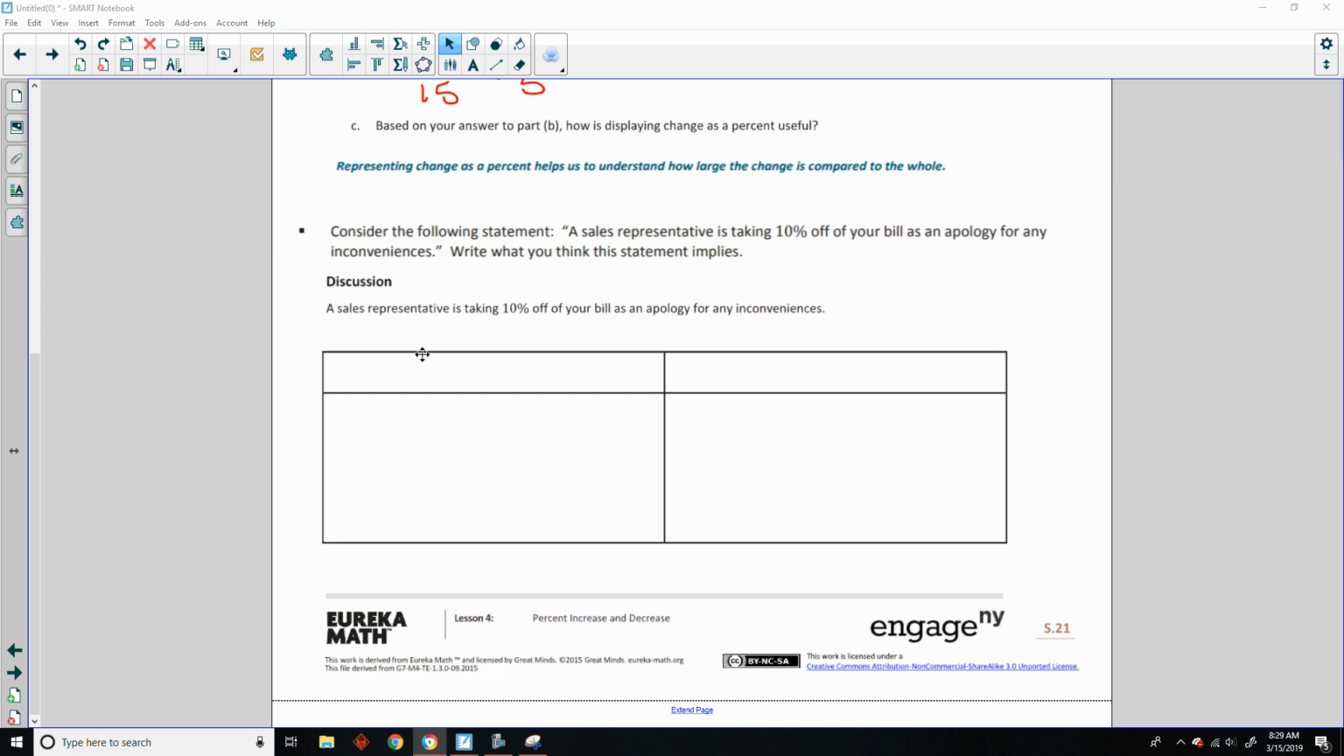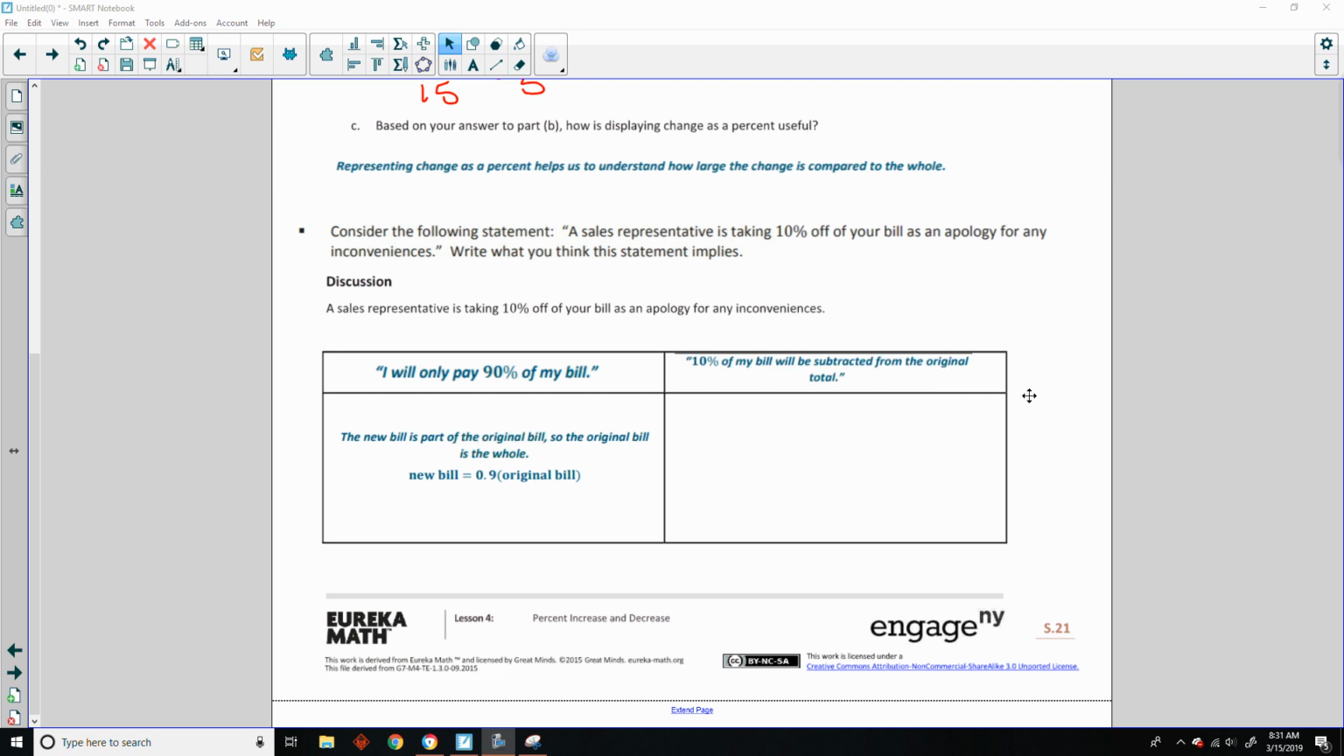So what would you put here? What does that mean? If they're taking 10% off, what is one of the results? Okay, one answer would be I will only pay 90% of the bill. If they're taking 10% off, I'm only responsible for 90%. Okay, another thing we could say is the new bill is part of the original bill, so the original bill is the whole. The new bill is 0.9 times the original, so the quantity is equal to the percent times the whole.